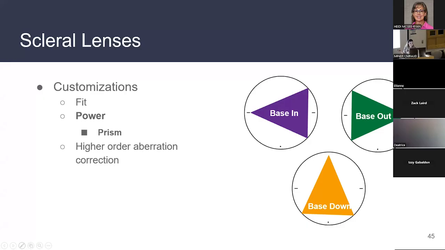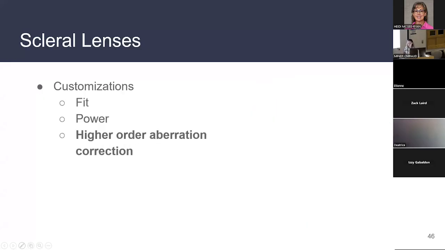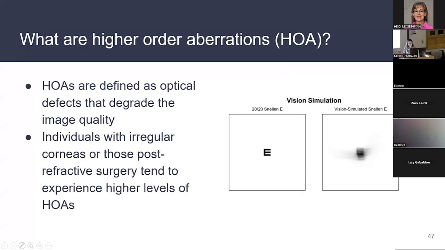The last customization we're going to discuss is kind of the newest thing in the scleral lens universe. This is called higher order aberration correction, or HOA correction. First off, to discuss this, we really need to have an understanding of what higher order aberrations are. These are defined as optical defects that degrade the image quality. What I mean by that is, let's say this is the 20/20 Snellen E to somebody. They have the ability to resolve 20/20, whether it be with their glasses on or whatnot. It should be nice, crisp, clear like this.